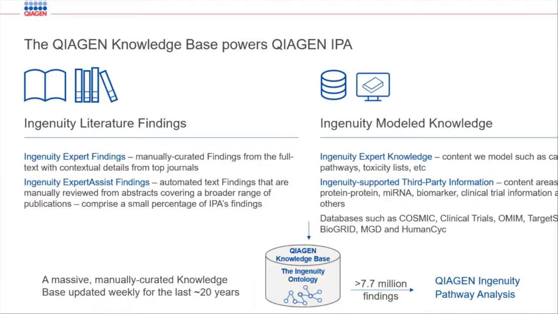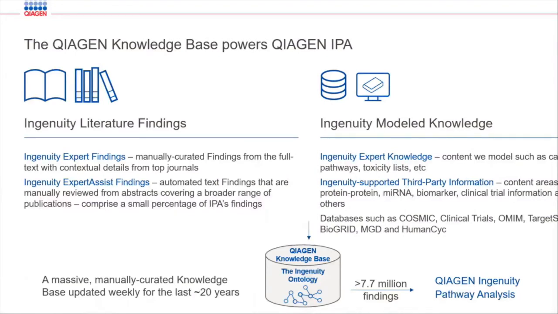In addition to our manual curation, we do use some automated approaches to highlight critical abstracts of interest, but even in that case, we have manual curation on the back end to pull out the relevant relationships. So ultimately, what this provides for you is a resource of very high quality, well understood interactions between molecules and associations between molecules and disease.